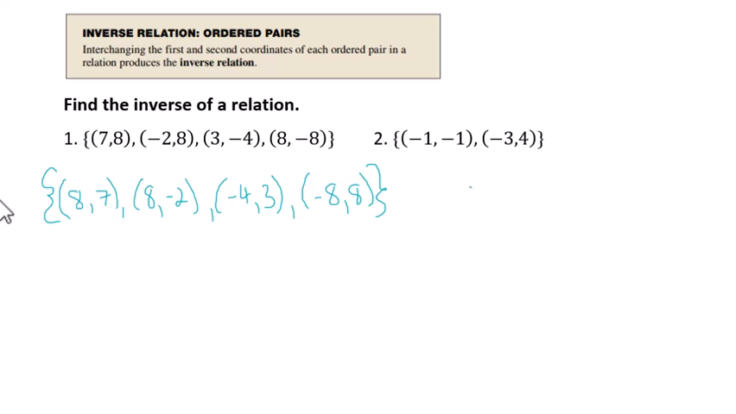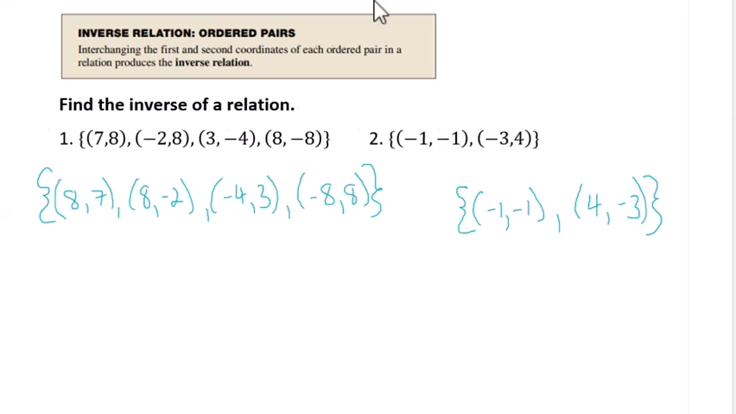The next one: (-1, -1). Since those are the same, when you switch them, they would still be (-1, -1). And (-3, 4) becomes (4, -3). All right, so that's how we do it with a list of ordered pairs.